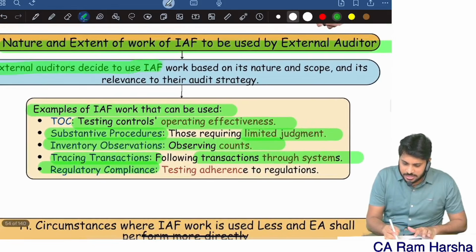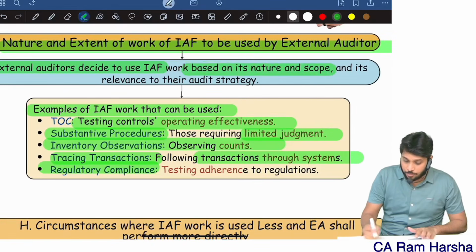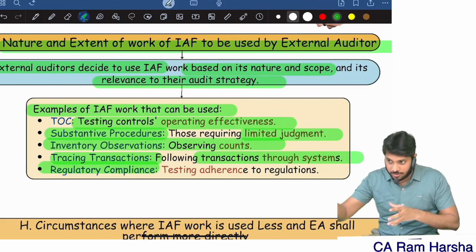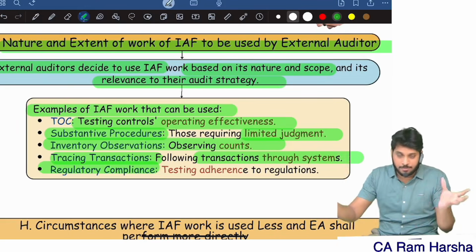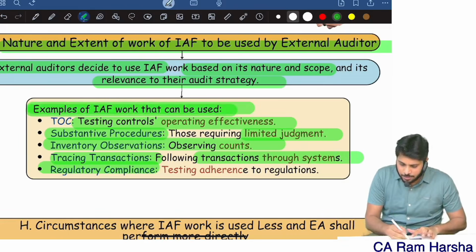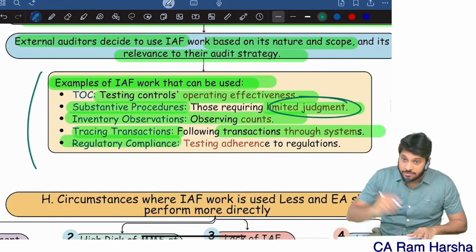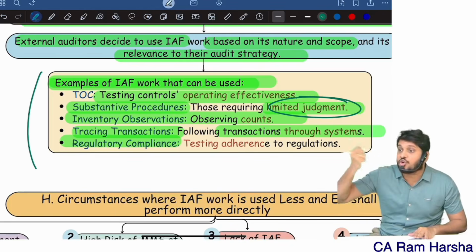External auditors decide to use the internal audit function based on nature, scope, and relevance. So how relevant the work is, what nature of work they are performing, what scope of work they have. Based on all this, he will use it. Examples of what work we can use have been given here. You see, limited judgment here. If there is more judgment involved, we prefer not to use it.